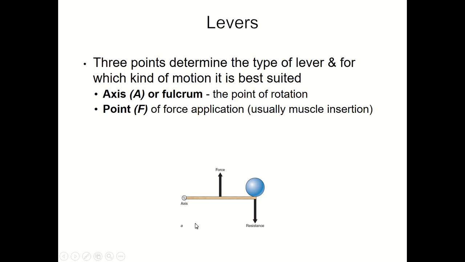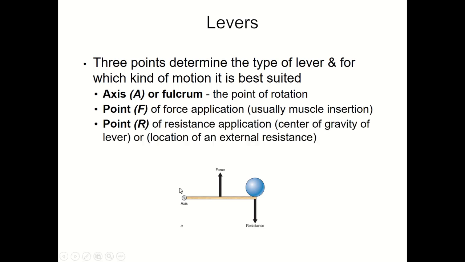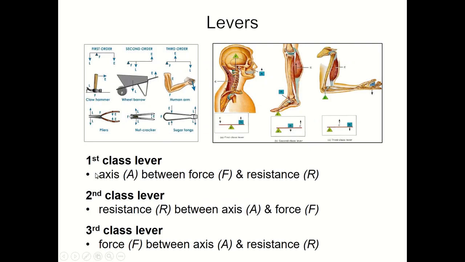So 3 points determine the type of lever and for which kind of motion it is best suited. You've got your axis here, otherwise known as a fulcrum, again is the point of rotation. F is the force application, usually in the case of the musculoskeletal system is the muscle. And point R, resistance. And this could be a location of external resistance or the center of gravity of a lever. So those are three very important parts that you'll need to remember, okay, and understand.